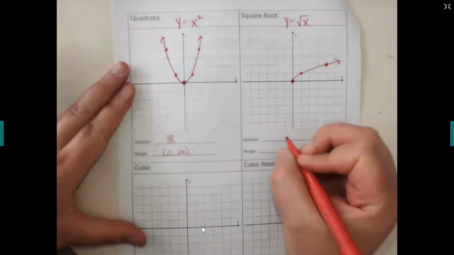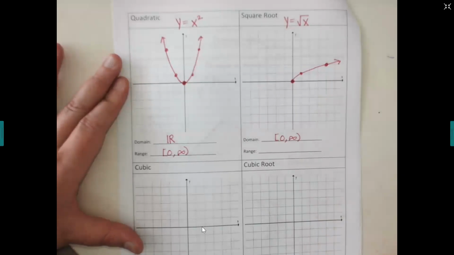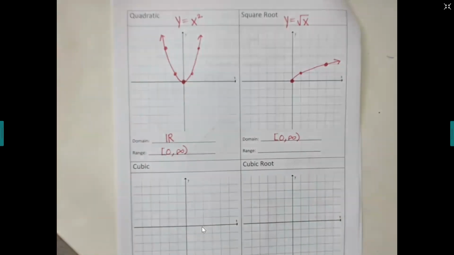Okay. When you're done with that, I want you to put your domain and range. Just take a guess. Okay, so how far to the left does this one go? It doesn't go back to negative infinity. It only goes back how far? 0. So it'll be 0 to infinity. And then for my range, it'll be the same. That the leftest it goes is 0. And then the bottom or the lowest it goes is also 0.